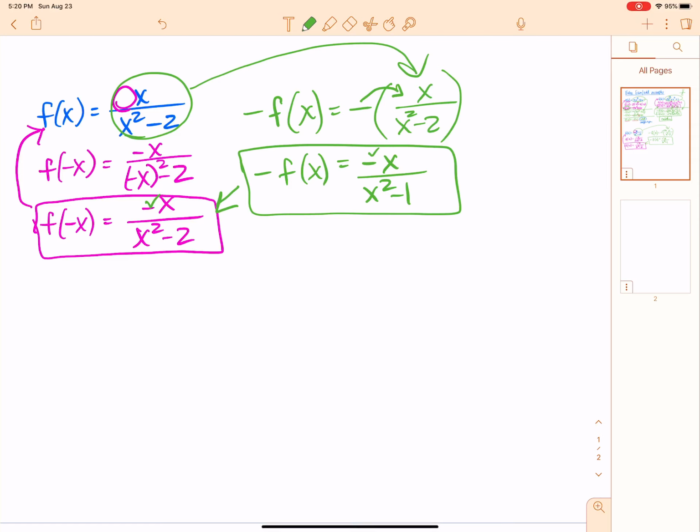No. Why did I make that a 1? What is wrong with me? Jeez Louise. Ugh. Negative, negative.